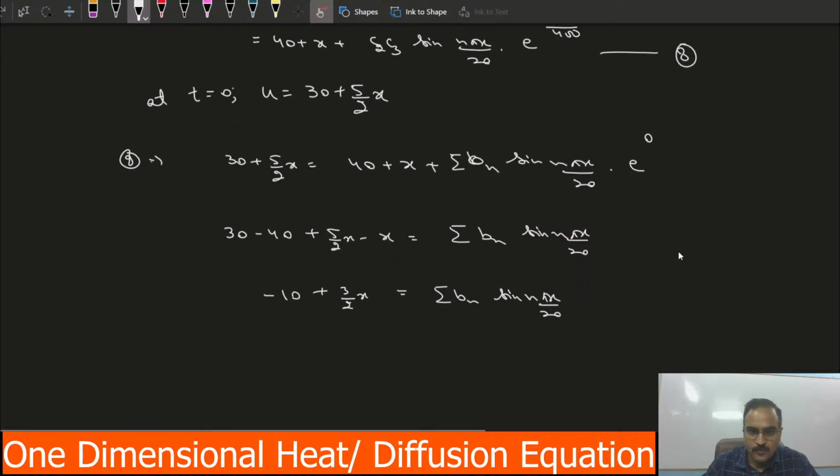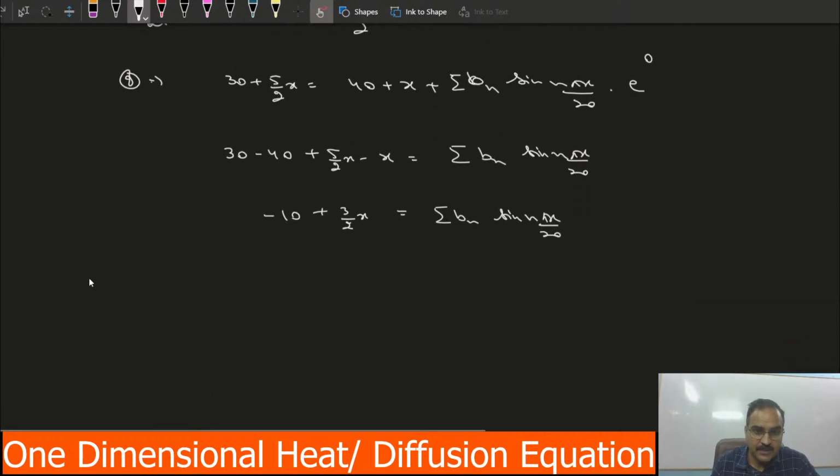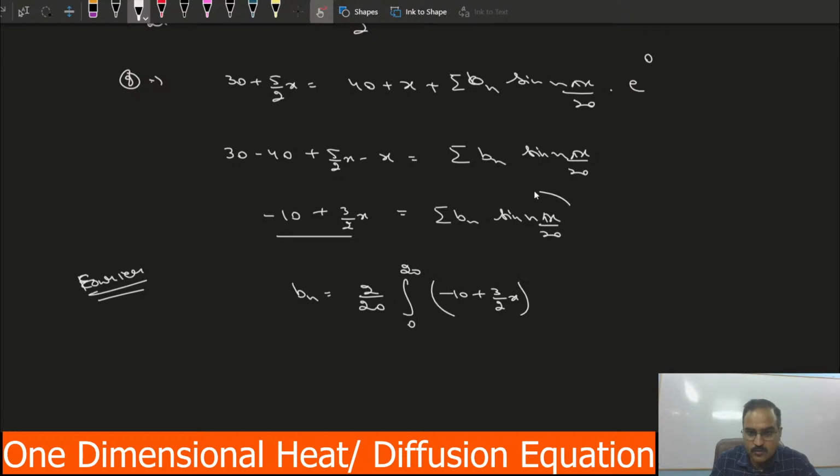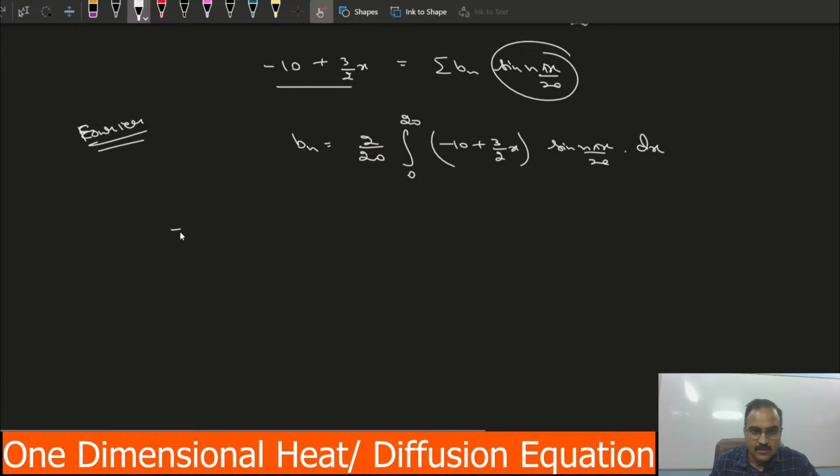Okay, so now we need to find bn. So by using Fourier series, using Euler formula, we know that bn is equal to 2 by length. Length is what? 20. 0 to length into this function, that is minus 10 plus 3 by 2x into sine of n pi x by 20 into dx. So 2 by 20, that is 1 by 10. Now this is your u and this is your v. So u as it is, so minus 10 plus 3 by 2 of x as it is.